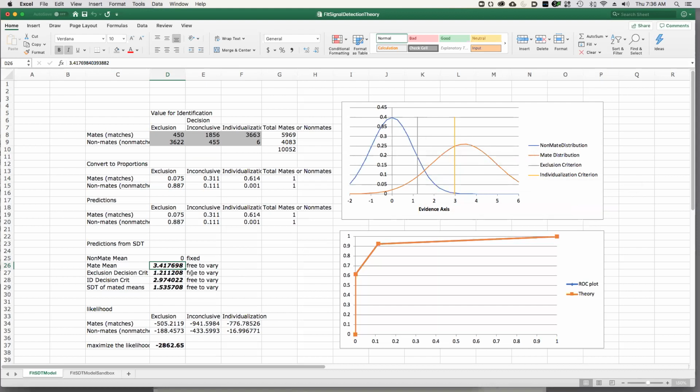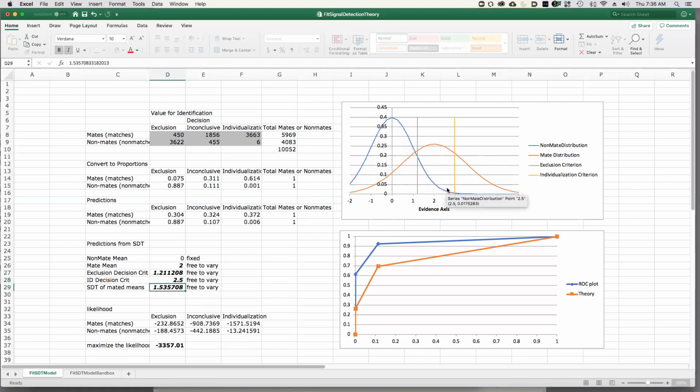So if I change this number from 3.4 to like 2, you'll see this orange curve right here shift as I hit return. So it shifted to the left. Likewise, if I were to change the ID criterion to something smaller too, like 2.5, you can see it will also shift there as well.